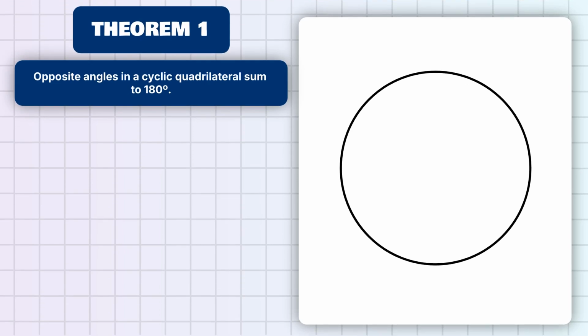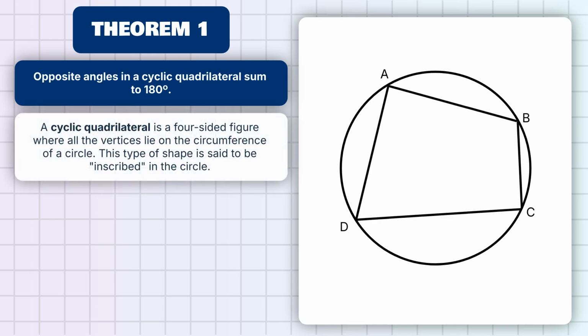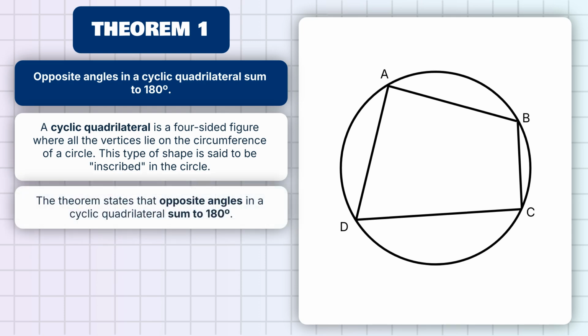To start, we need to understand what a cyclic quadrilateral is. A cyclic quadrilateral is a four-sided figure, where all the vertices lie on the circumference of a circle. This type of shape is said to be inscribed in the circle. The first theorem we'll be looking at today states that opposite angles in a cyclic quadrilateral add up to 180 degrees.